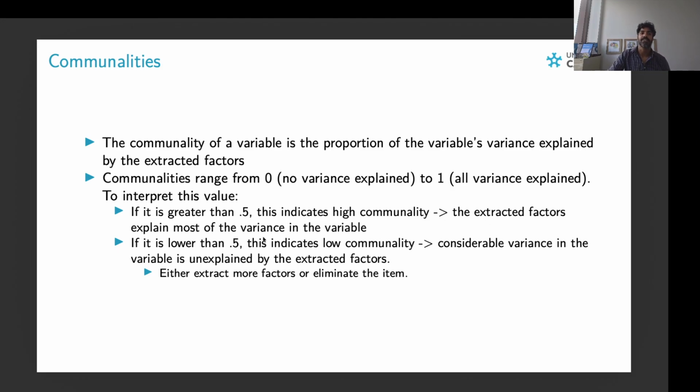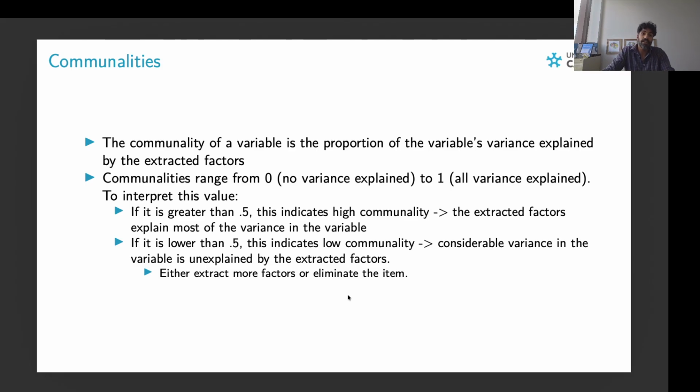So the extracted factors explain most of the variance in the variable. If it's lower than 0.5, this indicates low communality. So considerable variance in the variable is unexplained by the extracted factors. Again, communality is you have your factors that are there, and how much of the variance in the variable is accounted for by the factors.